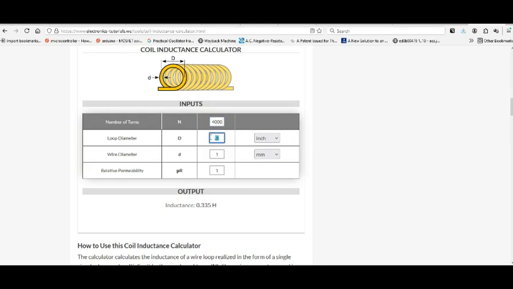So let's see if it'll do this one. 0.05, it might bark at us. No, it didn't. So you see, we were at 0.00347, now we're at 0.407, the same length of wire, 1,000 times more inductance.